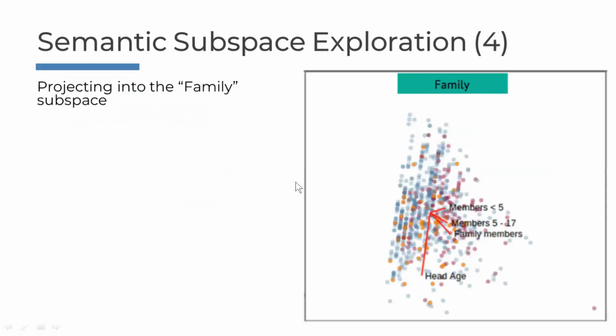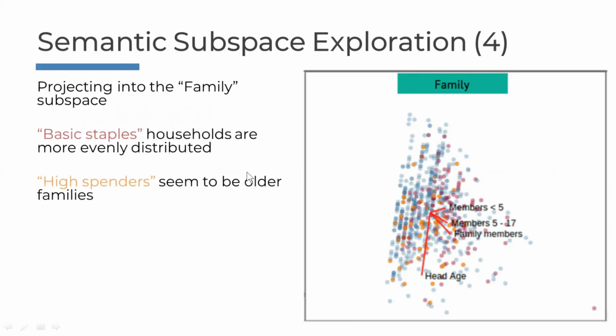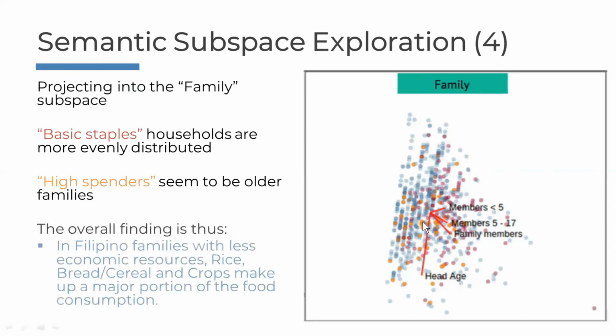And let's project it into the family subspace and see what kind of families these households have, right? So for the yellow ones, we can see the basic staples are more evenly distributed, right? They may have small families, large families, old families, young families. They're pretty much all over the place. But the high spenders tend to be smaller families, right? The head age is bigger, they're trending more to the lower left corner. So basically, these are older families with not a lot of members anymore, right? They have grown children and things like this, empty nesters.